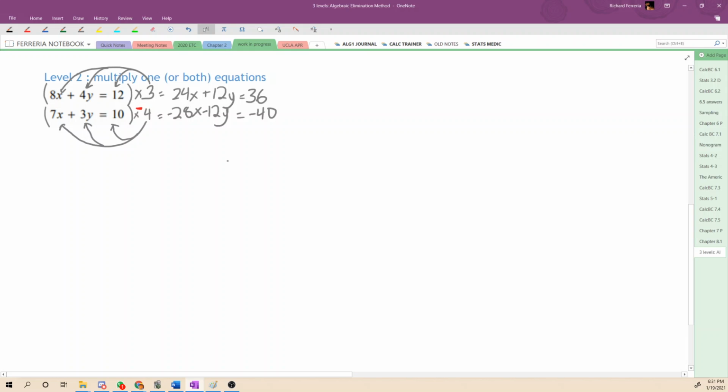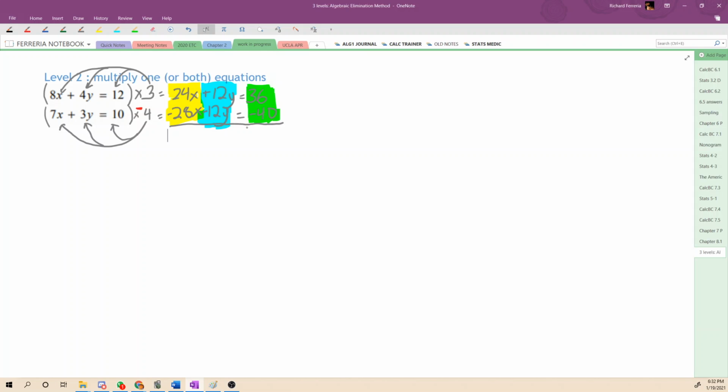Now that I have it all distributed, I'm going to look at those columns again. And I notice that I've got a zero pair with the y's now. And this was the whole point of the multiplication. We wanted to create a zero pair in either the x's or the y's. So now we can just add things together, just like we did with the level 1 problem.